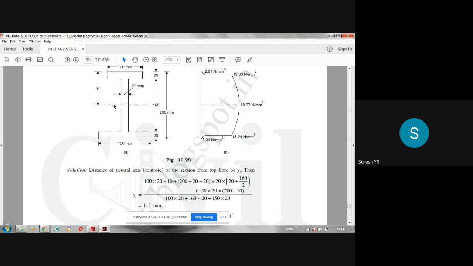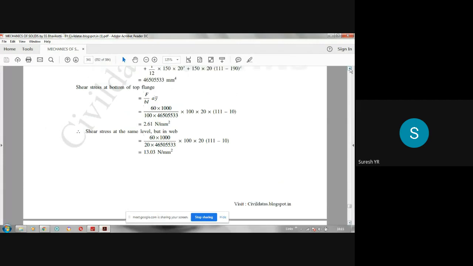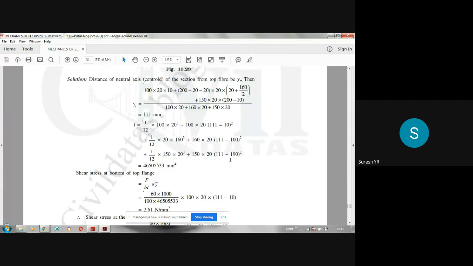Once you locate this, now calculate the moment of inertia of this I section using the parallel axis theorem, which I have already explained. Using the parallel axis theorem, you will get the I value here. This is the parallel axis theorem which is used. So try to work it out. YT you are getting 111 millimeter, and I value you are getting this. So this is very important.